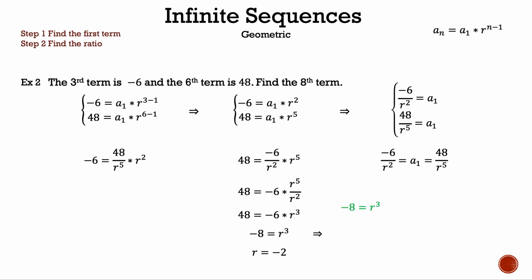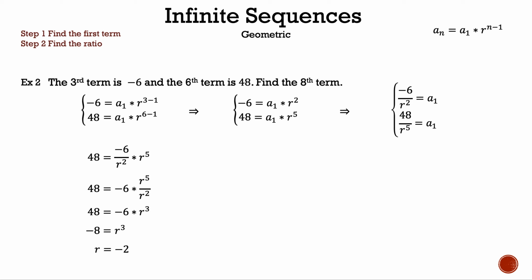Let's take a closer look at why that is the case. We can rewrite negative 8 as negative 2 times negative 2 times negative 2. And we can rewrite that as negative 2 to the power of 3, which is equal to r to the power of 3. So that means r is equal to negative 2. Now that we have found our r, or our ratio, let's move our work over so we have room to find a sub 1, or our first term.